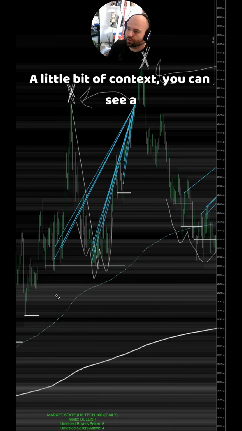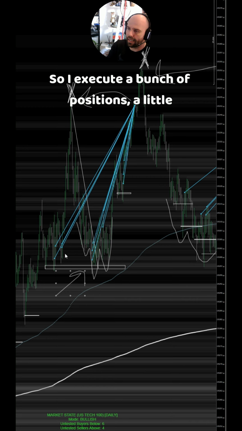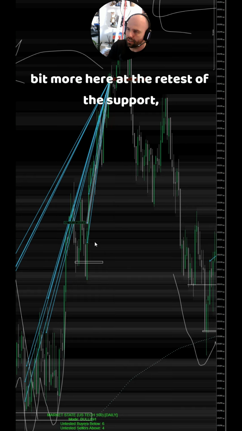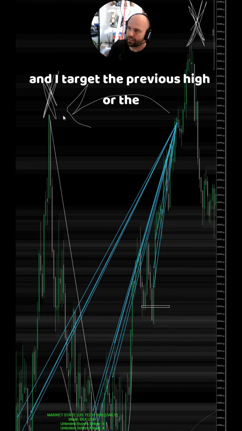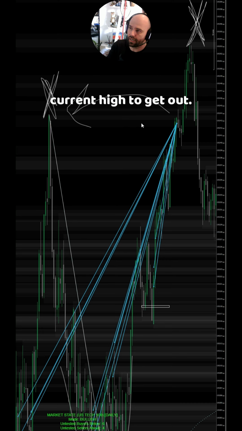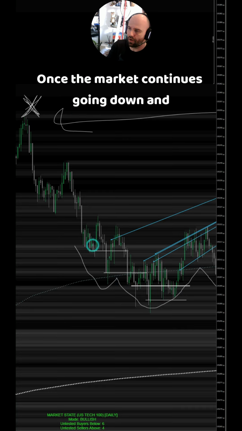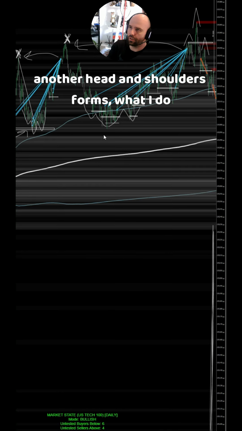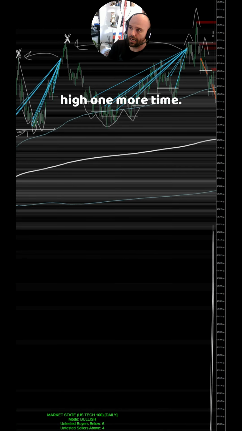A little bit of context, you can see a little bit of a head and shoulders right there. So I execute a bunch of positions, a little bit more here at the retest of the support, and I target the previous high, or the current high, to get out. Once the market continues going down and another head and shoulders forms, what I do is I target the previous or the current high one more time.